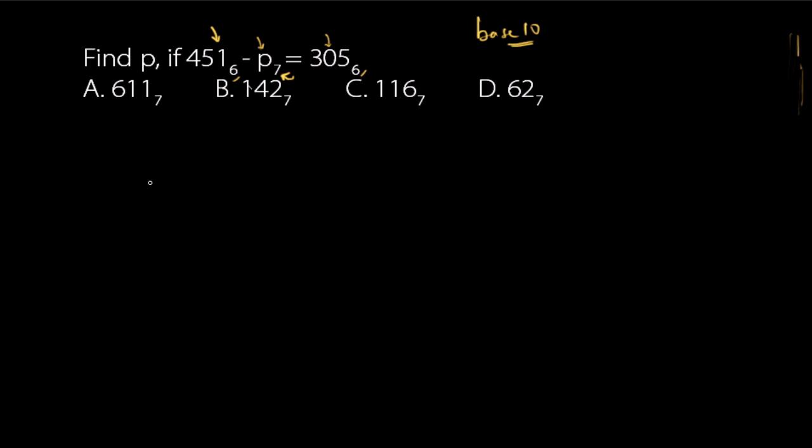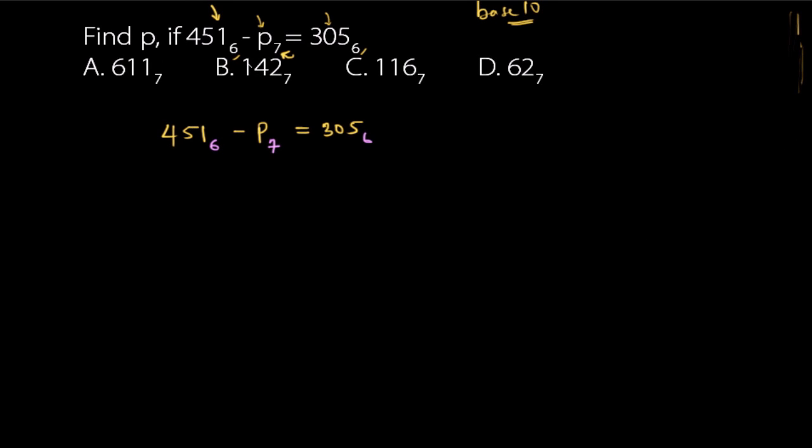Alright, let's start. We're given 451 base 6 minus P base 7 equals 305 base 6. My aim is to start by converting 451 base 6 to base 10, P base 7 to base 10, and 305 base 6 also to base 10. So let's see how I do that.